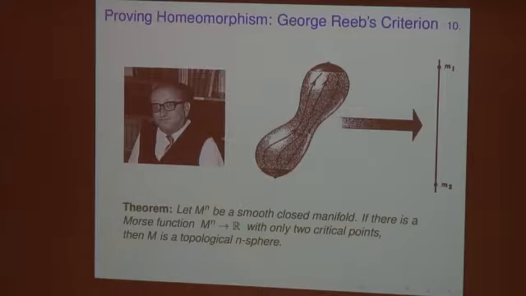What he considered a manifold and a mapping from the manifold to a line which had just two critical points. So there are just two points at which the derivative is zero, a maximum point and a minimum point. He also assumed some non-degeneracy of second derivatives, which isn't really essential, but makes the proof easier.